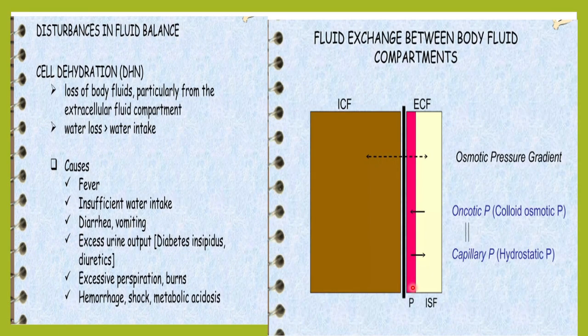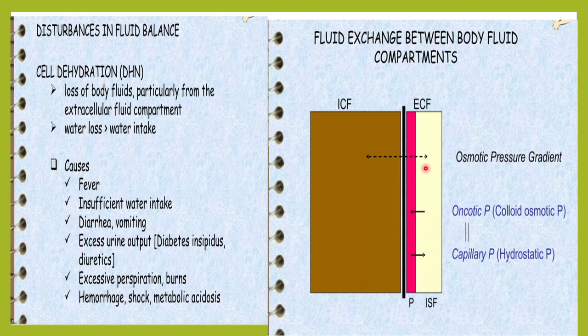Now in certain cases there is cellular dehydration. What happens is there is loss of body fluids, particularly from the extracellular fluids. Suppose in case of loose motions or diarrhea, or the patient is having uncontrolled vomiting, there is a lot of fluid loss from the extracellular compartment. So water loss is more than the water intake.